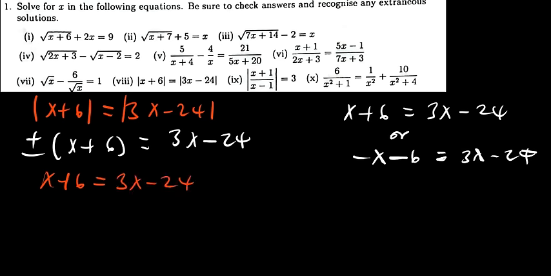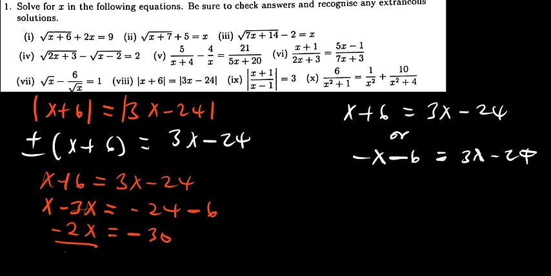Shift 3x to the other side, 6 to the other side. So x minus 3x is going to be equal to negative 24 minus 6, like that. This is going to give me negative 2x will be equal to, that should be 30. So it's going to give me negative 30. If I divide both sides by negative 2, x will be equal to 15.